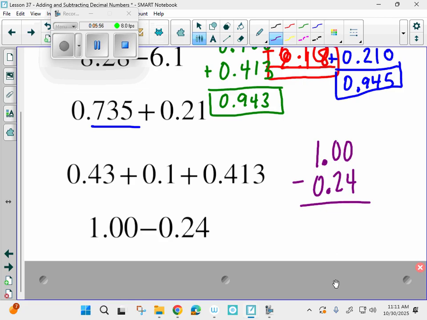Okay. We have to borrow all the way from this 1. Okay, I'm going to turn this 1 into a 0. And then I'm going to carry the 1 over, so I have a 10 right here. But now I need to borrow again, so I'm going to borrow from this 10 and make it a 9, and then turn that into a 10. Now I can do 10 minus 4 is 6, 9 minus 2 is 7, and 0 minus 0 is 0.